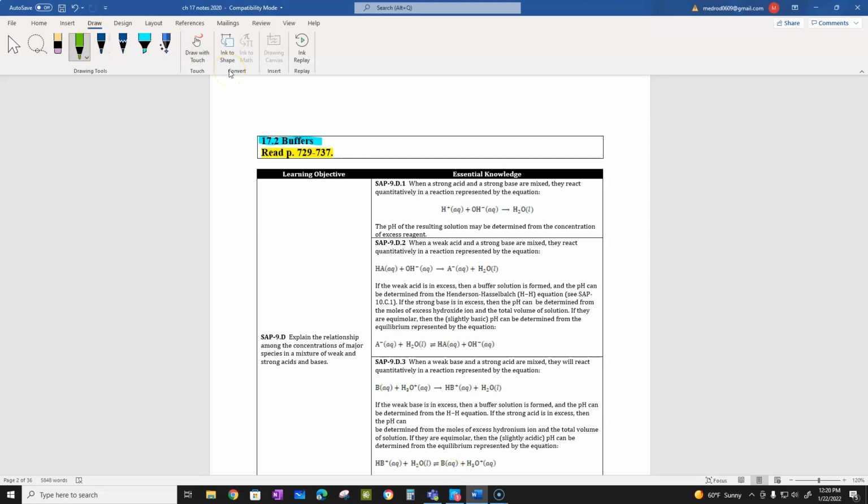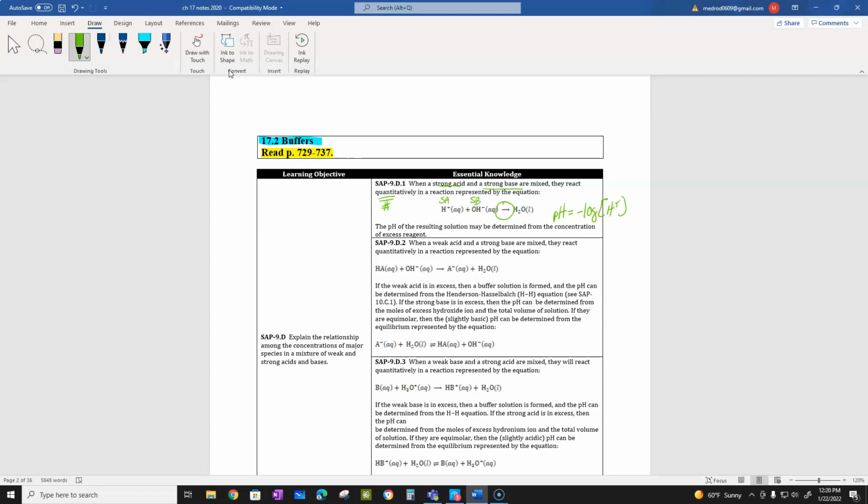When a strong acid and strong base are mixed, they react quantitatively, quant as in numbers, in a reaction produced by the equation H and OH make water, okay? Single arrow because strong acid, strong base. So this right here came from the strong acid, that came from the strong base. The pH of the resulting solution may be determined from the concentration of that excess reagent, okay? And we know how to do pH by now. pH is the negative log of that H concentration.